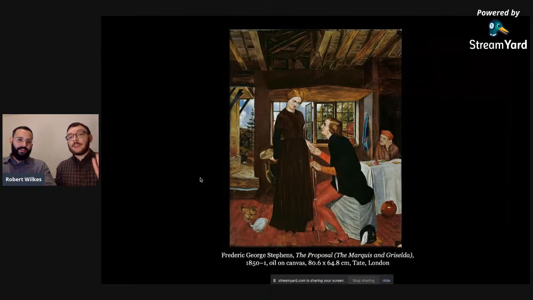This is an example of one of his own works. Which he painted in 1850-51. And in true Pre-Raphaelite fashion, it depicts a medieval story from Geoffrey Chaucer's The Canterbury Tales.